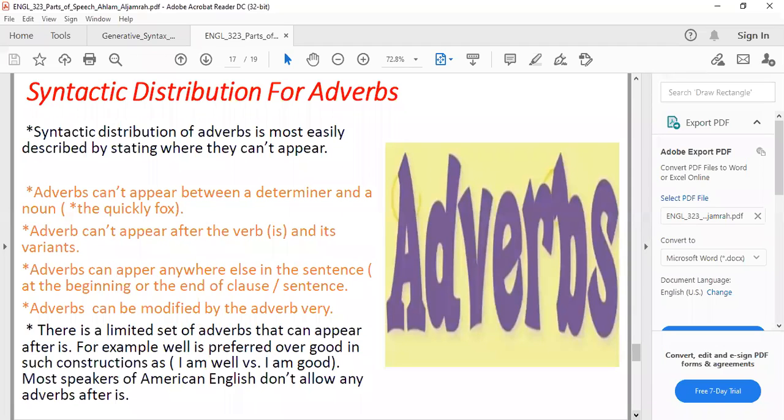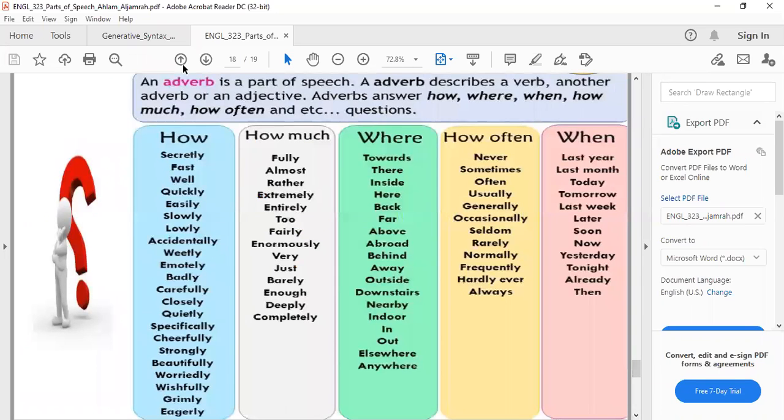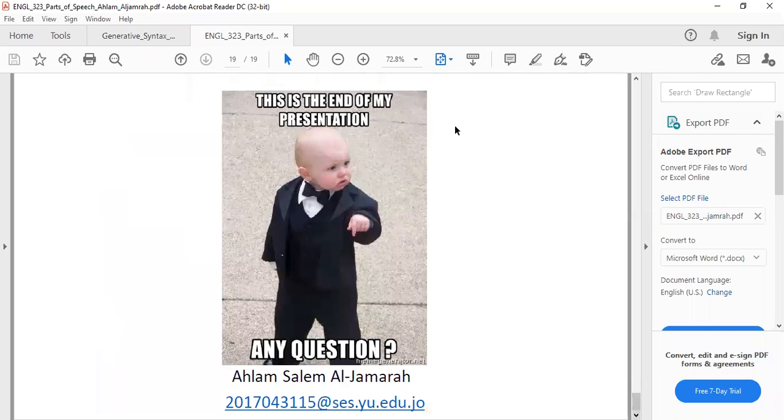So adverbs also can be modified by very, like we say, very quickly. Quickly is an adverb, very is an adverb. So very here modifies quickly. So here we have an adverb modifying another adverb, because adverbs can modify verbs, adjectives, and also other adverbs. And these are in 101, remember, adverbs of frequency, adverbs of time, adverbs of place, and so on.